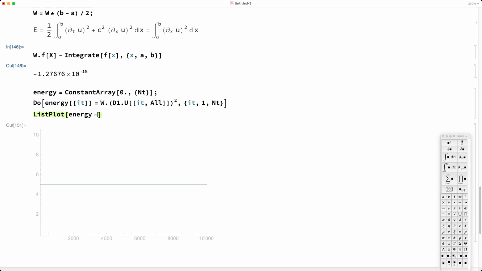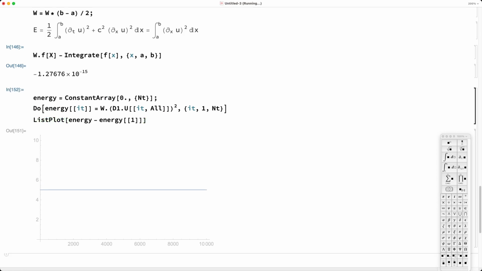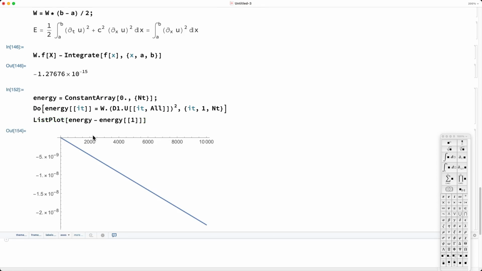So I can subtract the first element. I don't know what the energy is, but I know what the initial energy is. So I can just subtract the initial energy at the first time point. And that will let me zoom in a little bit. And now I see what's going on. So we see that the energy is not being exactly conserved. The error is small, so we didn't see it when we plotted earlier, but it increases linearly with time.